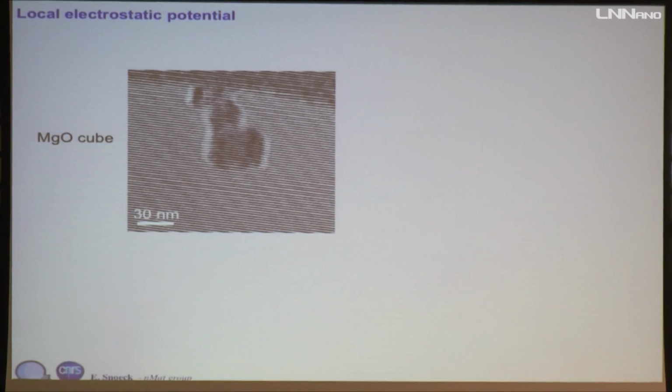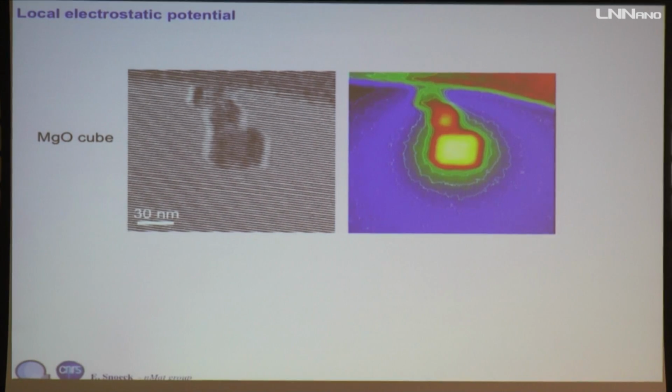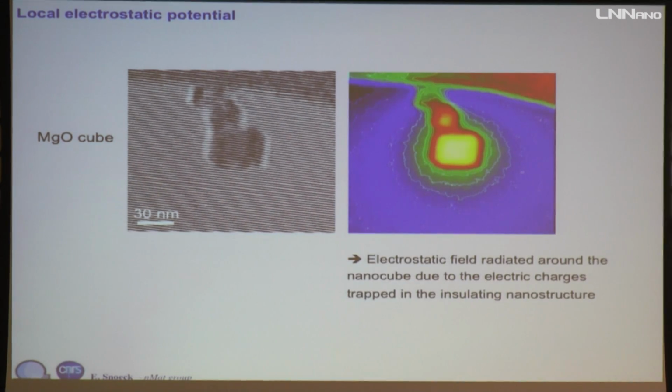This is another example. These are MgO cubes. This is a hologram, and this is the electrostatic phase image extracted from this hologram. You see that in a vacuum you have some phase shifts, which are related to the electrostatic field radiated around this nanocube due to electric charges trapped in these nanostructures. The question is, can we measure the field? And if we can, can we measure the number of charges trapped in this nanocube?